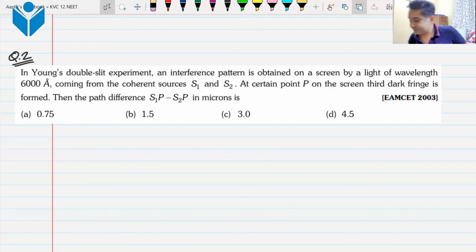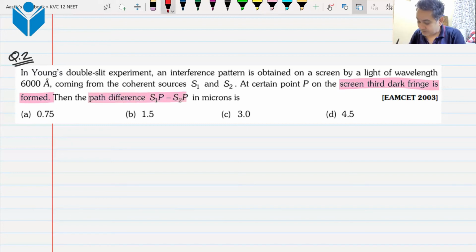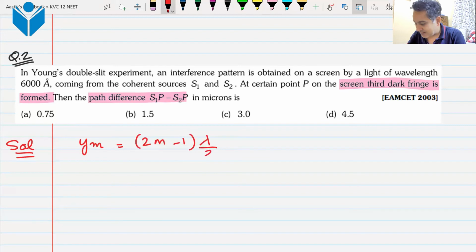Remember, beta, we talk about tricks. Be smart. What is given in the question is the third dark fringe is formed. Remember, they have asked you only the path difference. How do you get the path difference for the third fringe? Minus 1/2. Well done. That is the first. The mth fringe, the formula is 2m minus 1 into lambda by 2. Yes or no? Yes, sir. Here m happens to be 3.